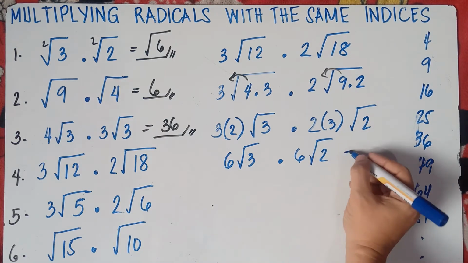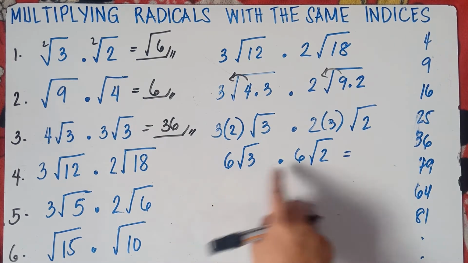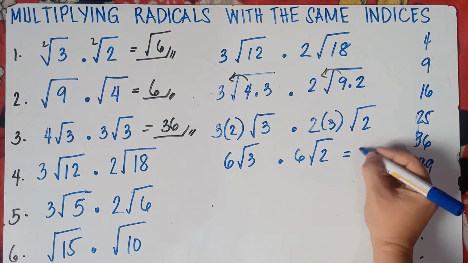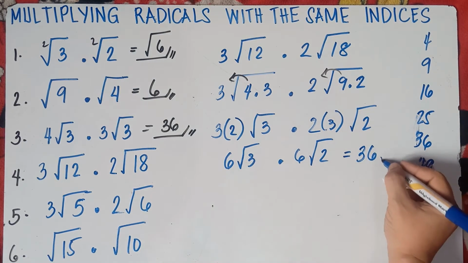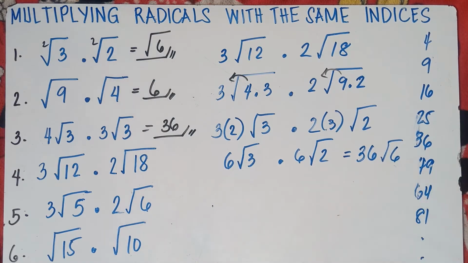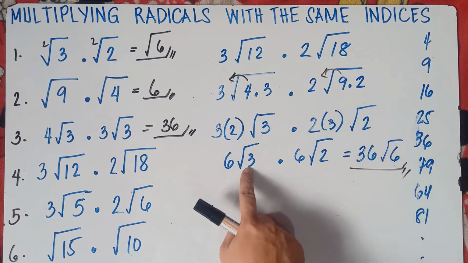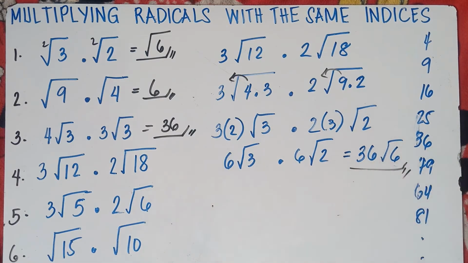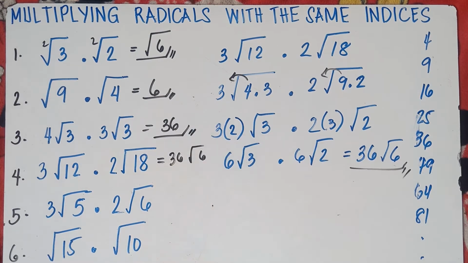Alright, so it's easy for us, class, to multiply this one. 6 times 6 is 36. Then the square root of 3 times the square root of 2 would be the square root of 6. Can we simplify the square root of 6? Nope. We cannot simplify the square root of 6, so this will be our final answer, class. Once again, 6 times 6 is 36, and the square root of 3 times the square root of 2 is the square root of 6. That's the answer for number 4: 36 square root of 6.